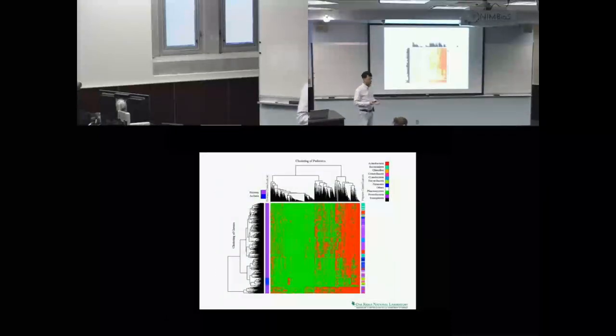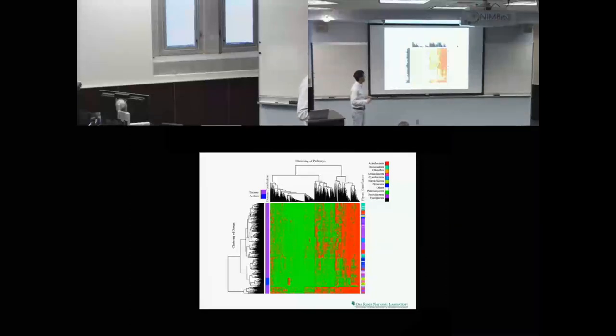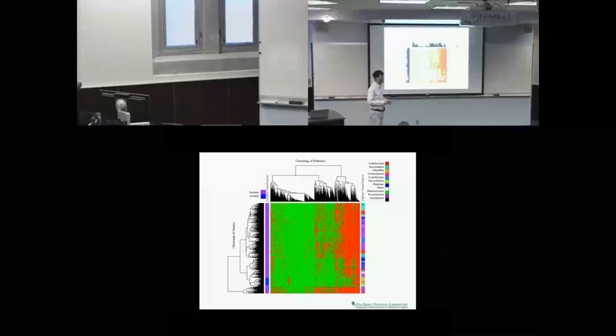So next, let's look at the metabolic pathways. In this axis, we show the genera. This means for all these functions, we pool them at the genus level. Then we took the union of all the pathways that are encoded in these genomes. So this axis is pathways. Red means this pathway is present in this genus. The green means it's absent.